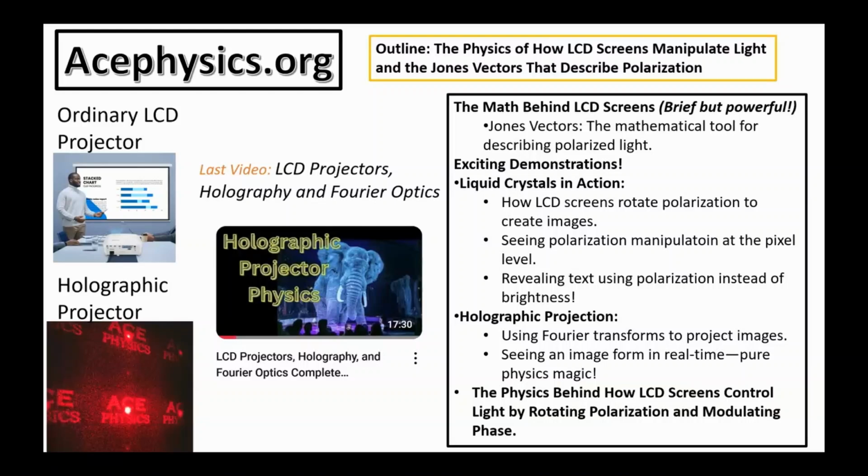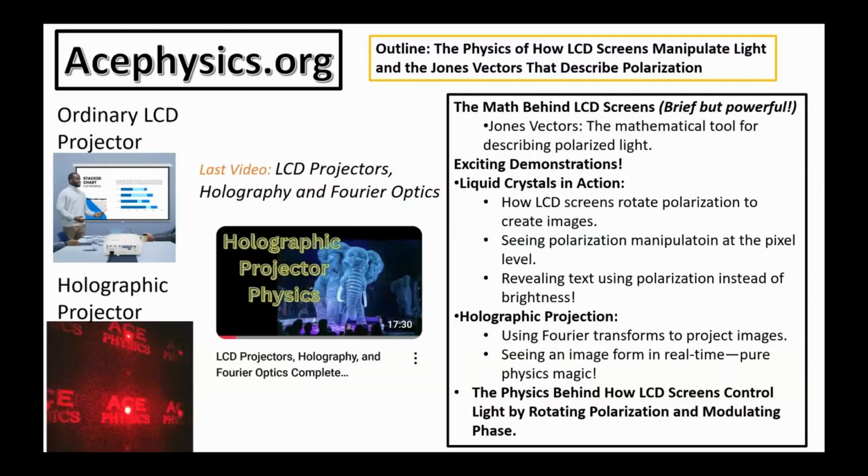Here's an outline for today's video titled The Physics of How LCD Screens Manipulate Light and the Jones Vectors That Describe Polarization. In the previous video in this series, we discussed ordinary LCD projectors and holographic projectors. This is a thumbnail to the video titled LCD Projectors, Holography, and Fourier Optics. The link is in the description. In this video, we'll explore the fascinating physics behind LCD screens and how they manipulate light.